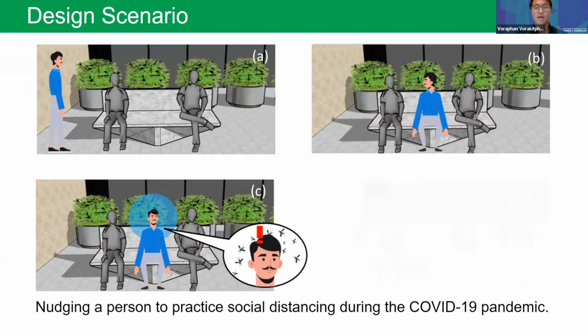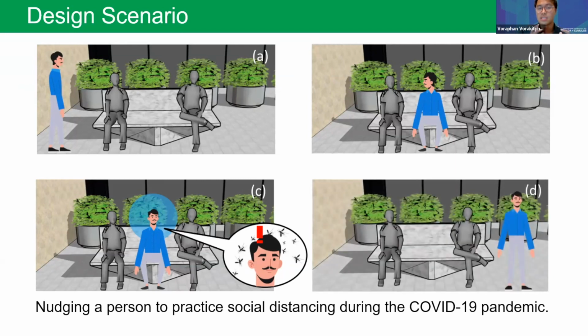So here, this designed sound stimulus can act as a nudge and impact a person's instinctive action, so that they adjust themselves to keep social distance unintentionally. So this is one of our examples.